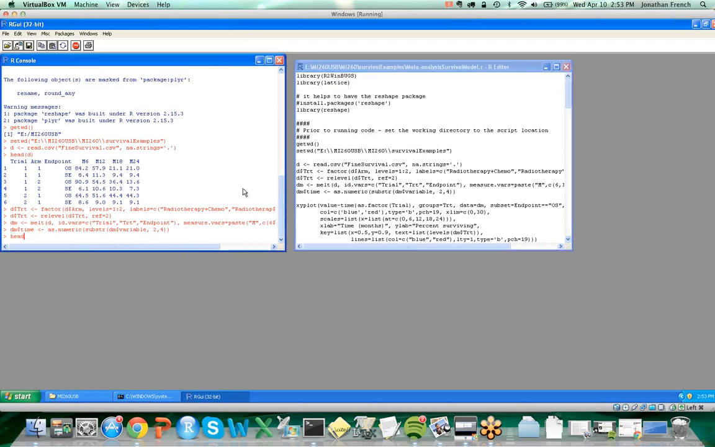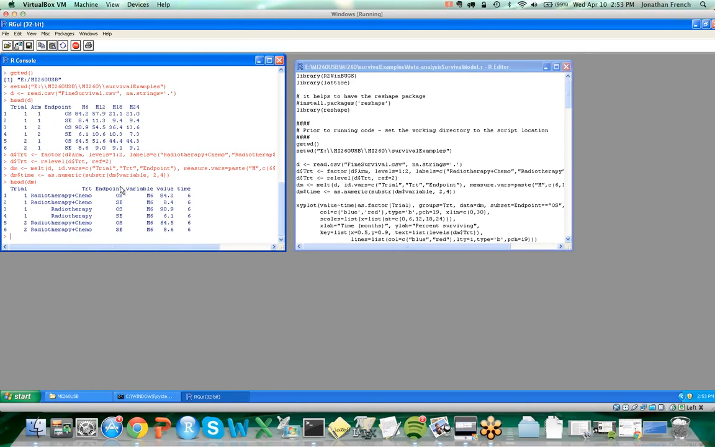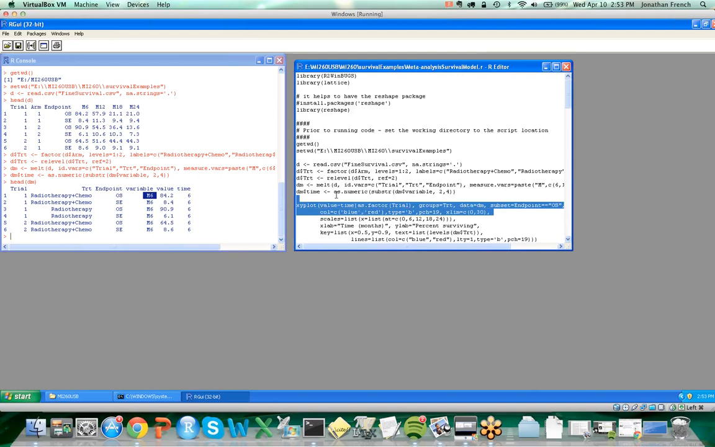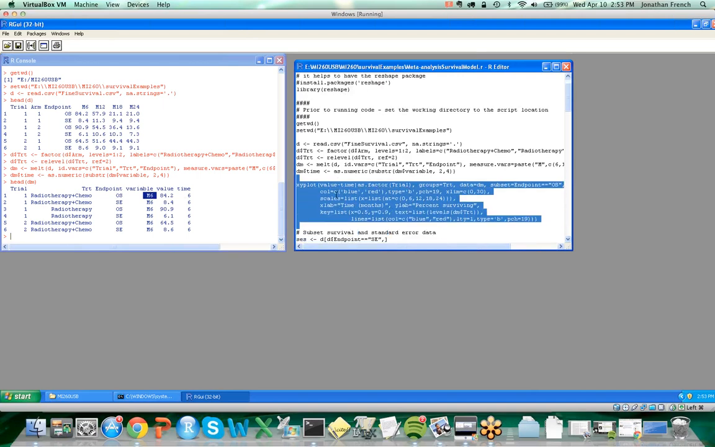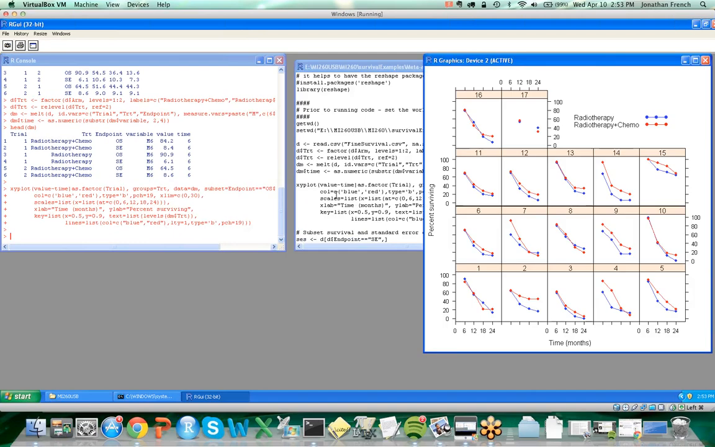So if we look at what the head of this data set called DM looks like, it looks like this. Now we have our trial indicators, 1 through 17, and our treatment variables, which are a factor here: either radiotherapy plus chemo or radiotherapy. Our endpoint is again OS or SE, and then these values correspond to the value of OS or SE. And this time variable was created from the time point values. If we want to plot that, we can use this dataset DM to plot our data, and this would correspond to the plot that we have in the slides.